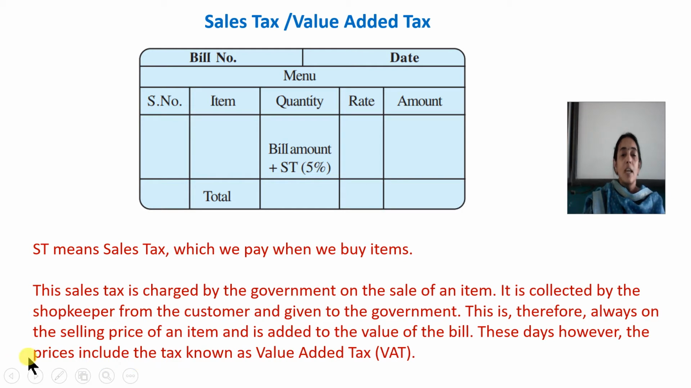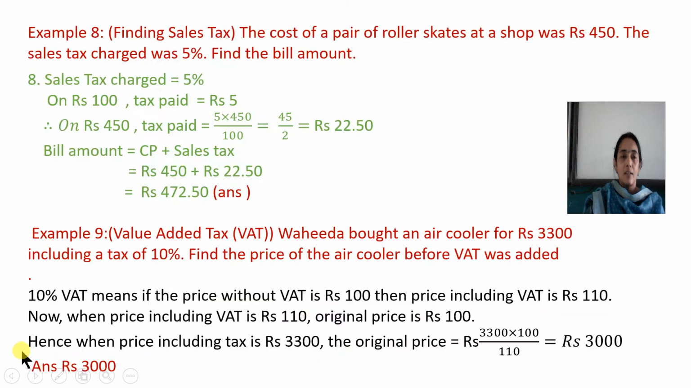So let us take some examples on sales tax and value added tax. Example 8, which is finding sales tax. The cost of a pair of roller skates at a shop was rupees 450. The sales tax charged was 5%. Find the bill amount.